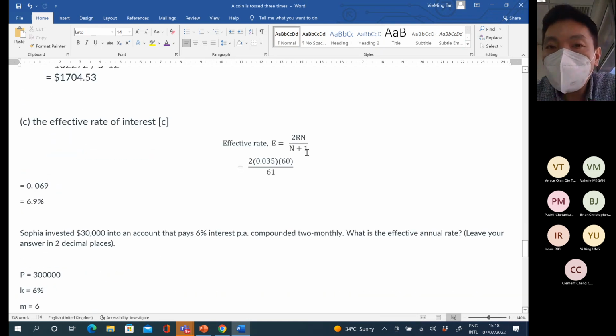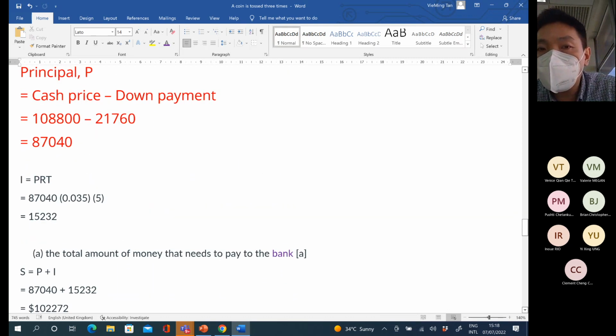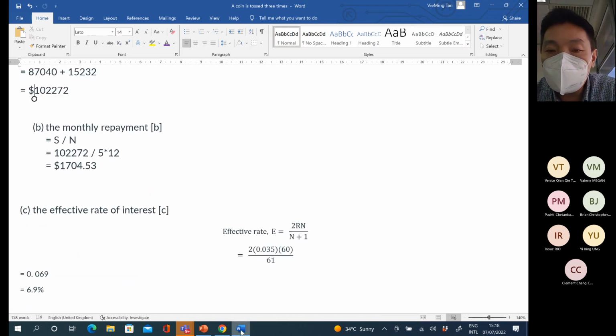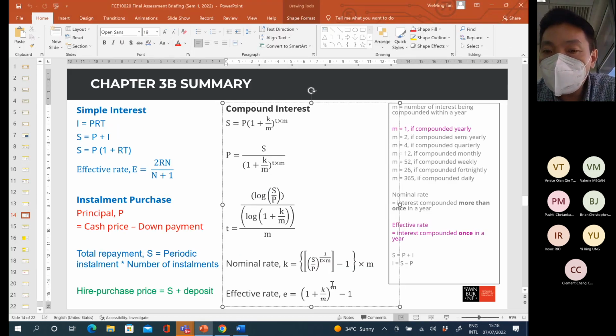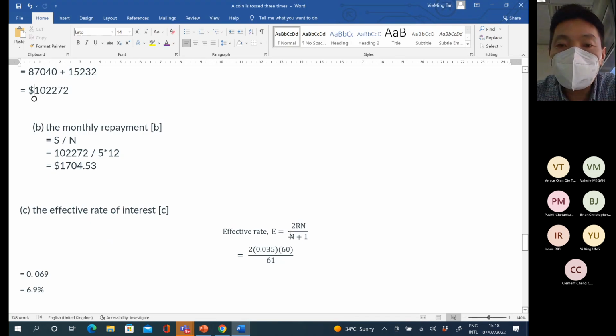In the final exam, if the question is using compound interest, then for the effective rate you need to use this formula, right? So you have to read the question properly. For this question, we use this one. So R is 0.035, N is 60. Denominator, you have to use 60 plus 1, you get 61. Simplified, the answer is equal to 0.069. But because for the interest rate we need to leave the final answer in percentage, we just multiply this value with 1%, you get 6.9%.